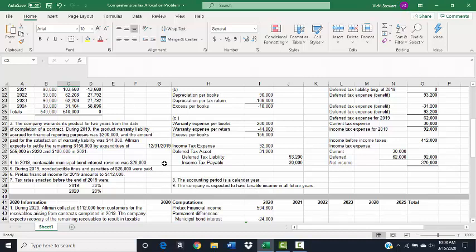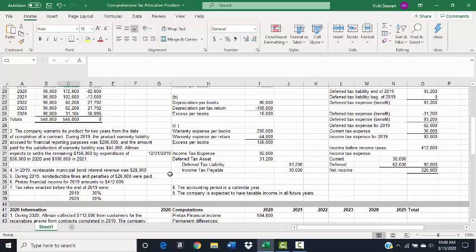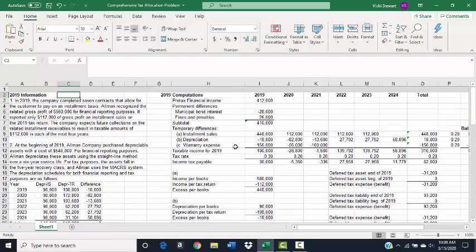So they tell us this is a calendar year accounting period, and also they expect to have taxable income in future years. Two other things that we need to note down here is this company has some permanent differences. So non-taxable municipal bond interest revenue was $28,000. So we know that that revenue would not be taxable on the tax return. And they had non-deductible fines and penalties of $26,000, and we know those aren't deductible on the tax return. So we're going to deal with these permanent differences first because they won't reverse. So let's go back up to our schedule now.